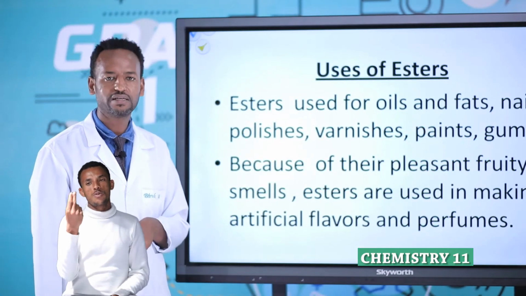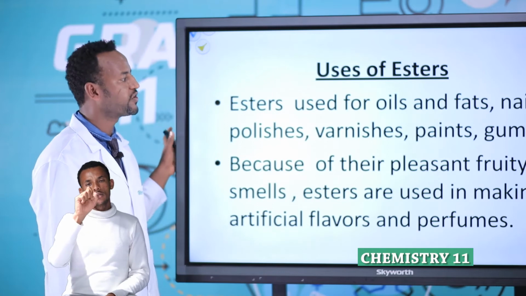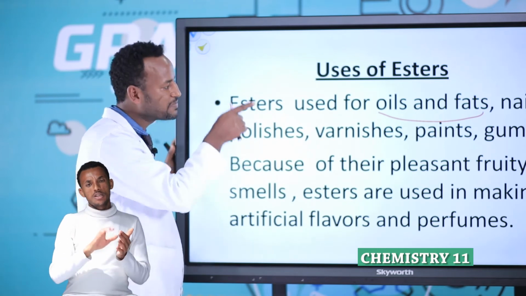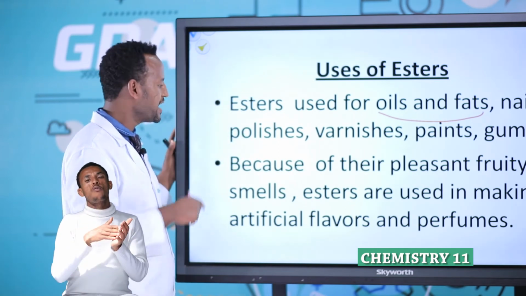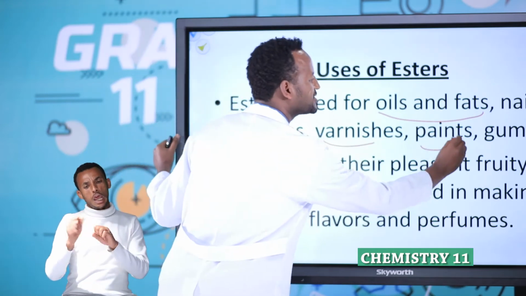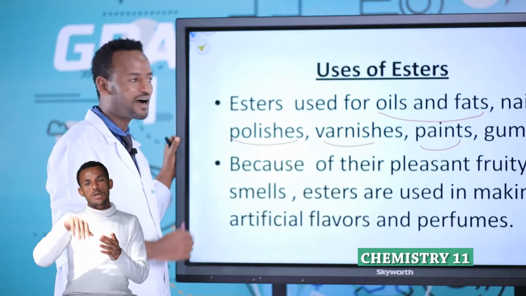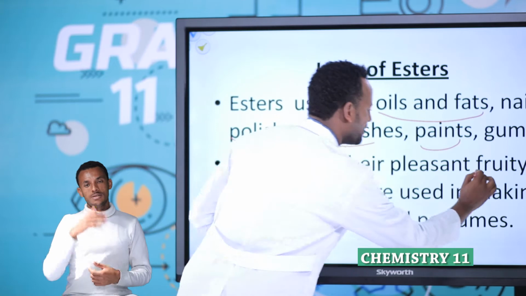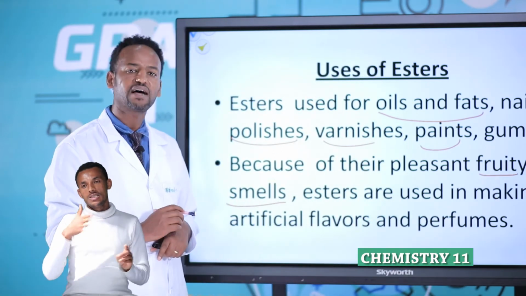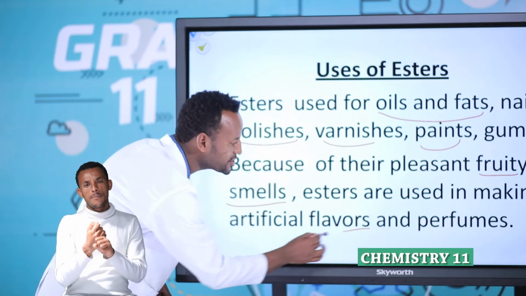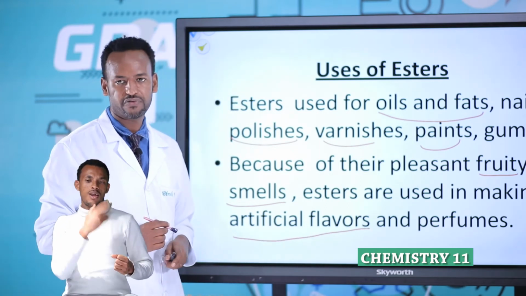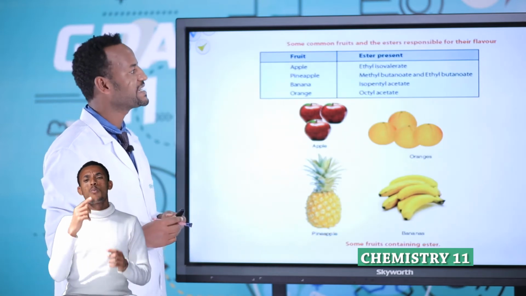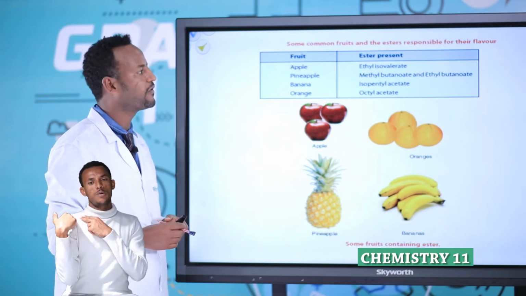Uses of esters. Esters are used for oils and fats. Esters are very important for the production of oils and fats. Nail polish, varnish, paint, and gums are formed by esters. Because of their pleasant, fruity smells, esters are used in making artificial flavors and perfumes. Some common fruits have esters responsible for their flavor.